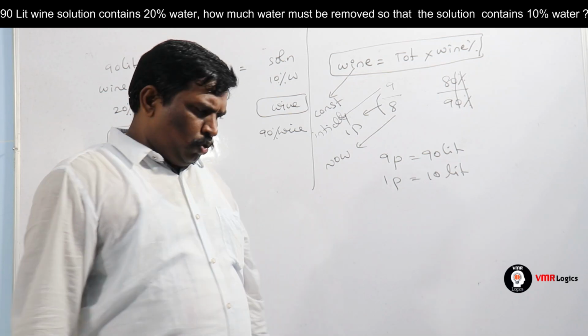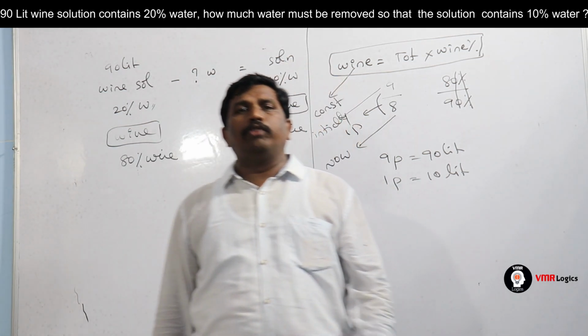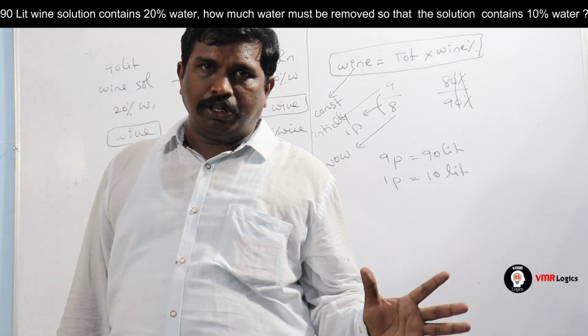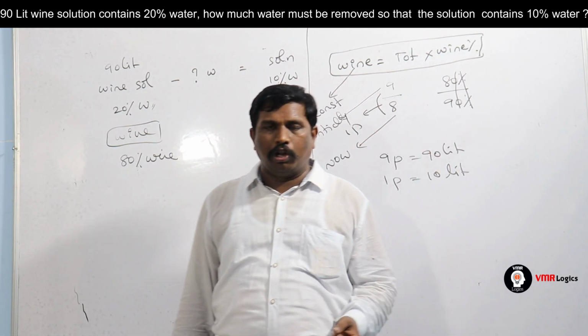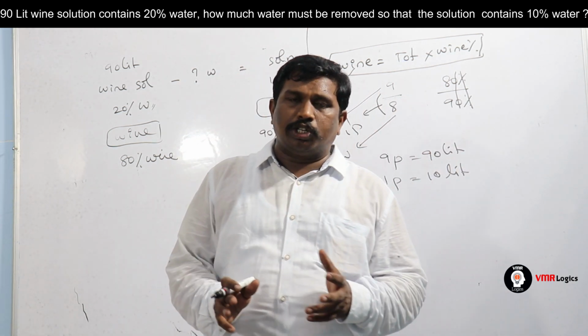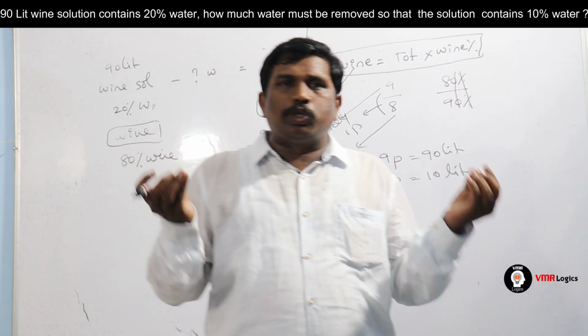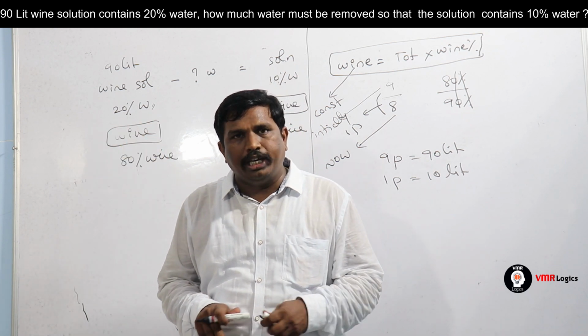That's the answer. How much removed? One part, which is 10 liters, should be removed. That's it, right? So simple points are happening. The P ratio and Q ratio are inversely proportional to each other when the amount is constant. This is the point. With this point you can solve many questions, guys. If you observe in the question that one thing is constant, you can apply that P ratio and Q ratio are inversely proportional to each other, right?